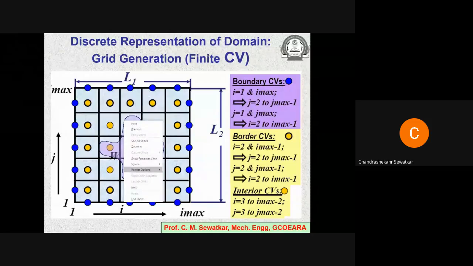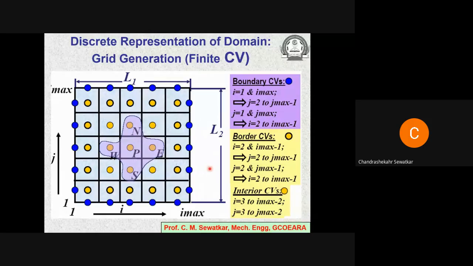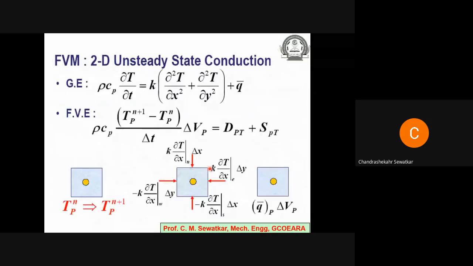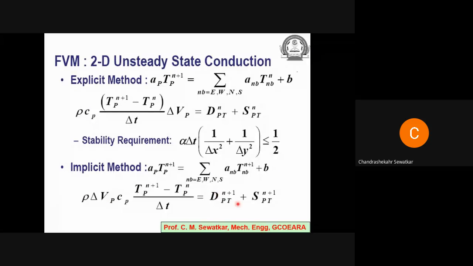So I will have 25 unknowns, and I can write down 25 equations. So 25 unknowns and 25 equations. I can solve these equations simultaneously. This method of obtaining the solution by solving the equations simultaneously is called the implicit method, and it does not require any stability criteria. That's the beauty of the implicit method. The implicit method does not require any stability criteria. However, the explicit method requires stability criteria.